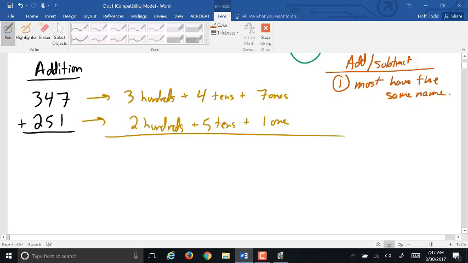Fractions, that's common denominator. Decimals, you line up the decimal point. Inches, add with inches, other units and stuff like that. The second thing, we always combine the counts, but when we add or subtract, we keep the same name.